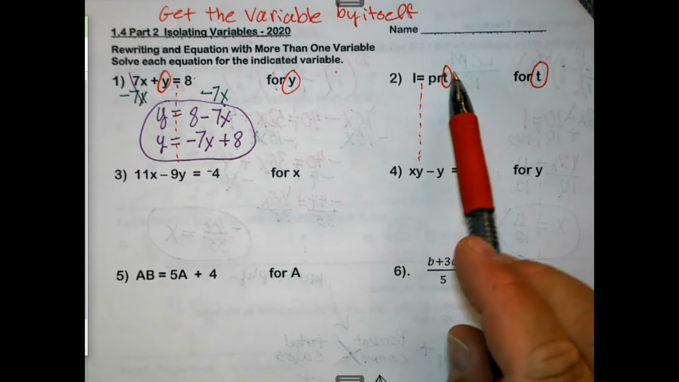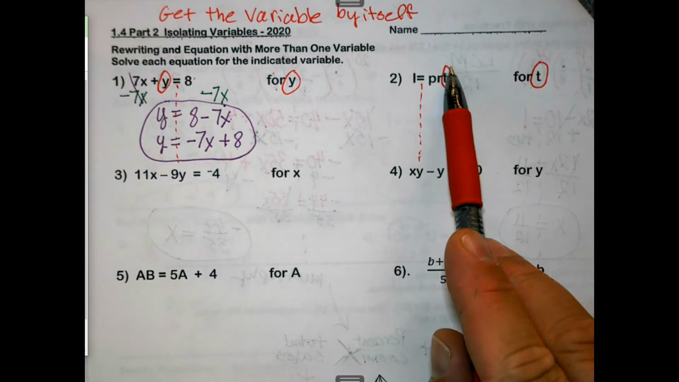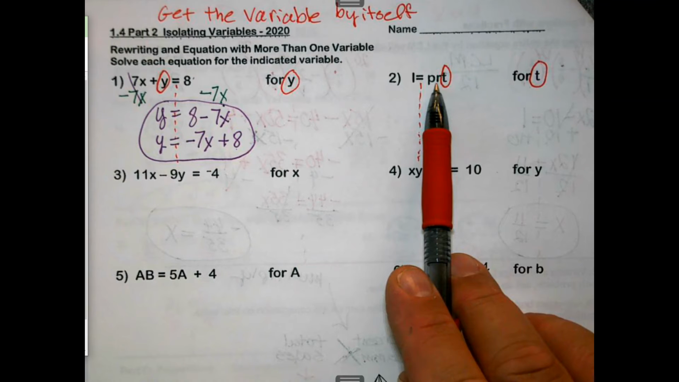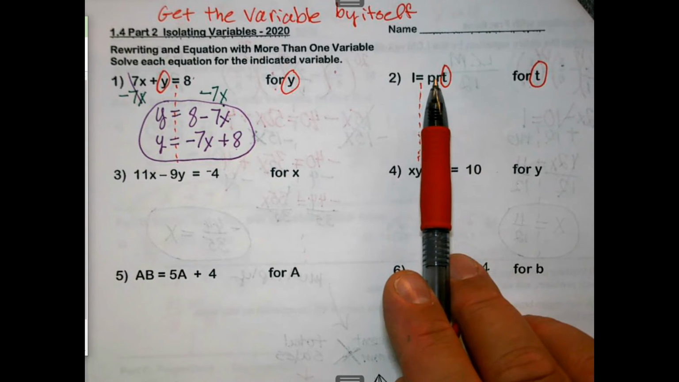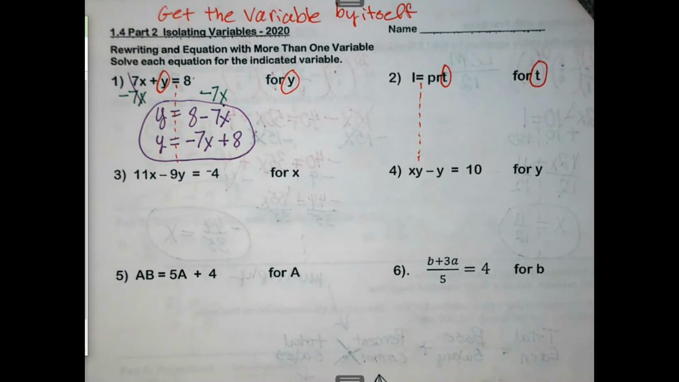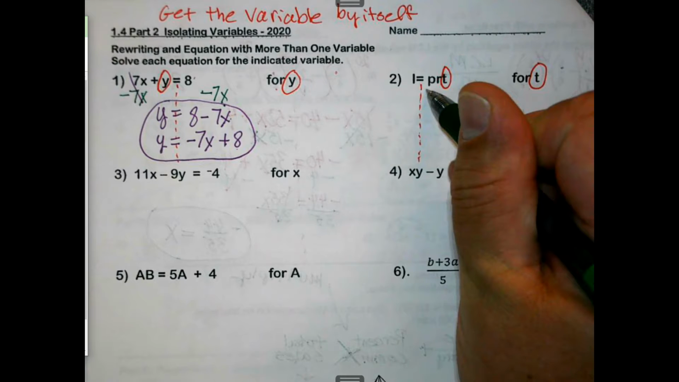Now I'm looking at where my t is. I'm looking at this term. This is all one term because there's no plus or minus. In fact, it's all one operation. It's multiplication, right? There's multiplication between the p, the r, and the t. So I'm going to undo the multiplication by dividing.